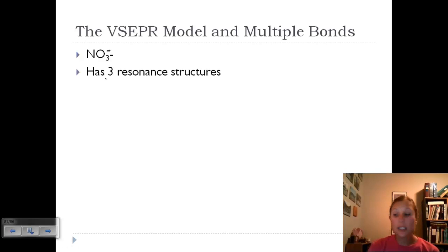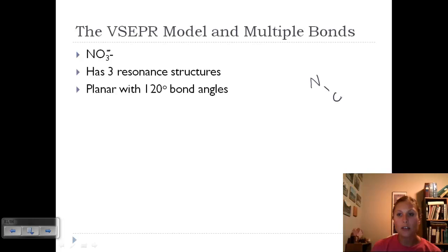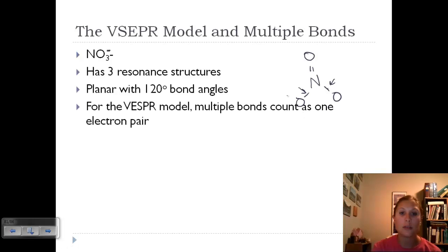NO3 1- has 3 resonance structures, and they are all planar with 120-degree bond angles. So we'll draw it for you real quick. You should have an oxygen, and another one. And so basically, the resonance could switch to the double bond being on this oxygen or this oxygen. But they're all going to have the same geometry, so they're all planar with 120-degree bond angles.